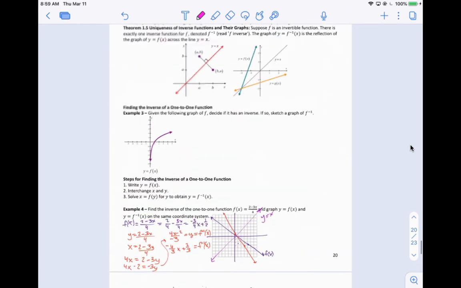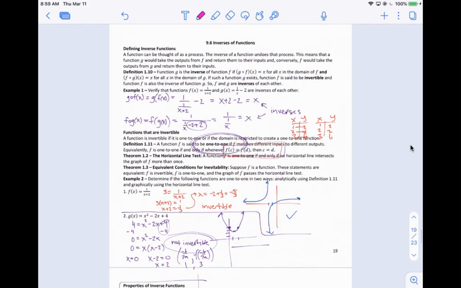All right, that's it for section 9.6 and for chapter 9. This was a lot of information, some of which we've seen before. If you have any questions, reach out to your teacher.